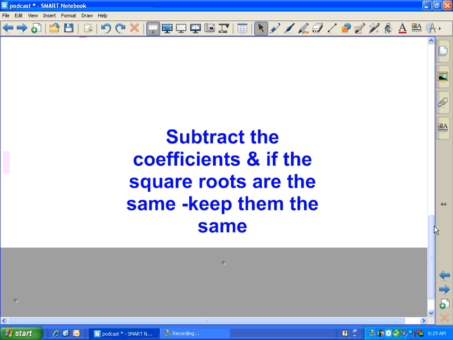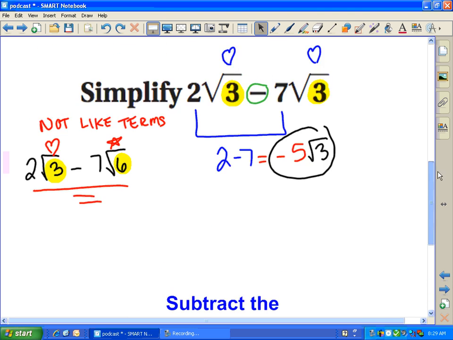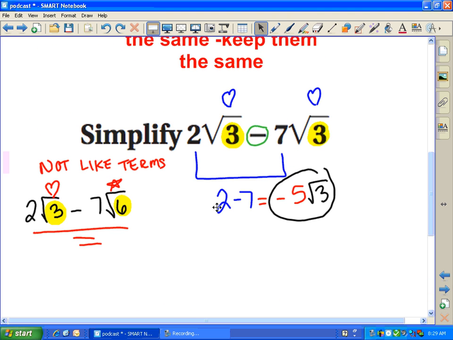So when I'm asked to subtract with square roots, subtract the coefficients.